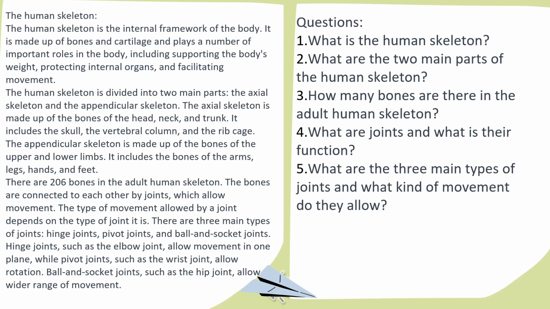The appendicular skeleton is made up of the bones of the upper and lower limbs. It includes the bones of the arms, legs, hands, and feet. There are 206 bones in the adult human skeleton.